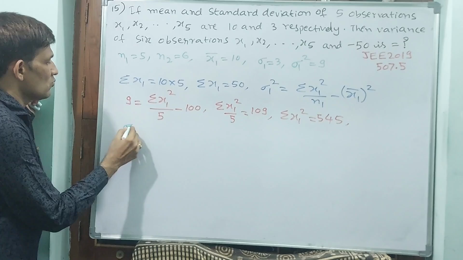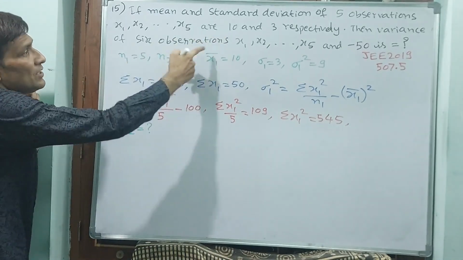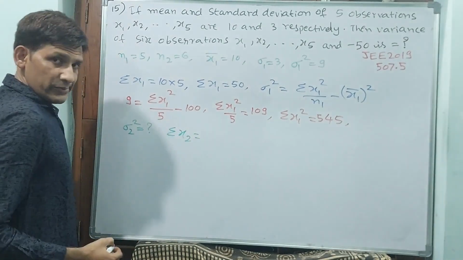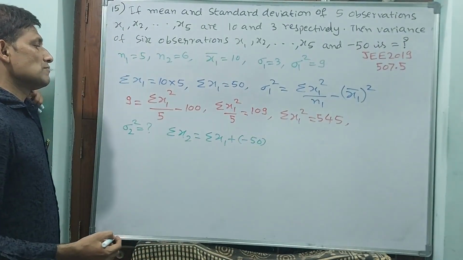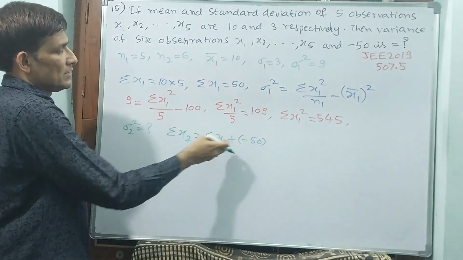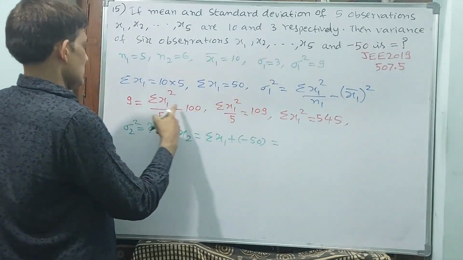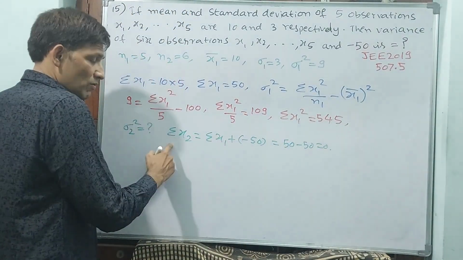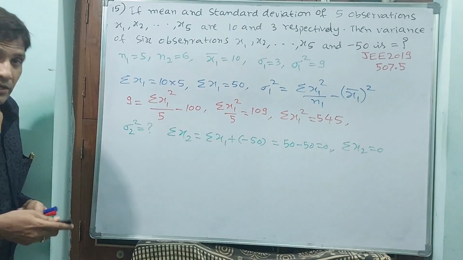See, we have to find sigma 2 square, the variance for 6 observations. N2 is 6, sigma 2 square we have to find, variance for 6 observations. The 6th observation is minus 50. That means sigma x2 is equal to sigma x1 plus minus 50. Because sigma x1 is there, you have to add minus 50 to that, then 6 observations will come. Sigma x1 is 50, so 50 minus 50 is equal to 0. That means your sigma x2 is 0. Understand? Sigma x2 is 0.